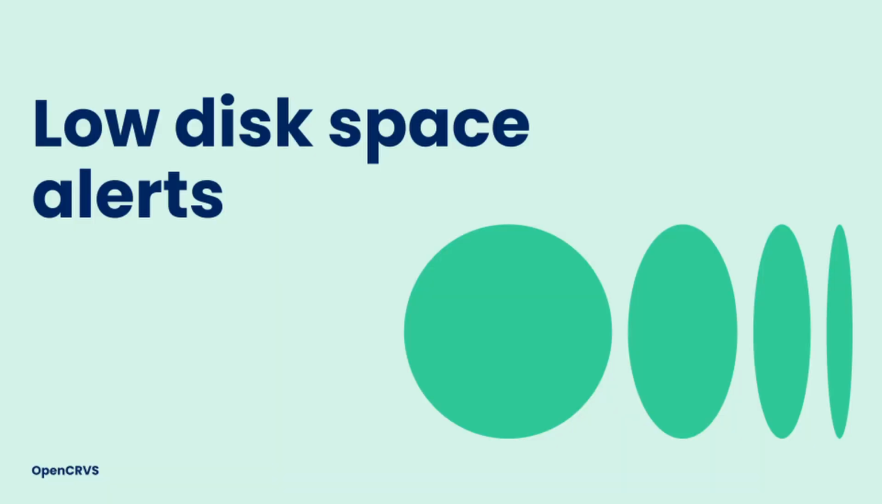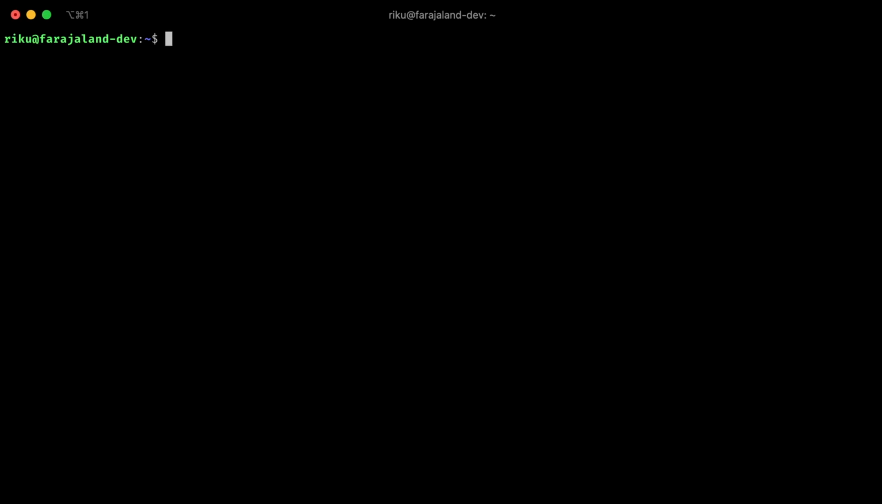2. Disk space warning and alert verification. To test the disk space alerts, we'll need to temporarily fill the disk to trigger both the warning at 50% and the alert at 70%. Now that we are already logged in to the server machine, let's first check the available disk space on the machine.